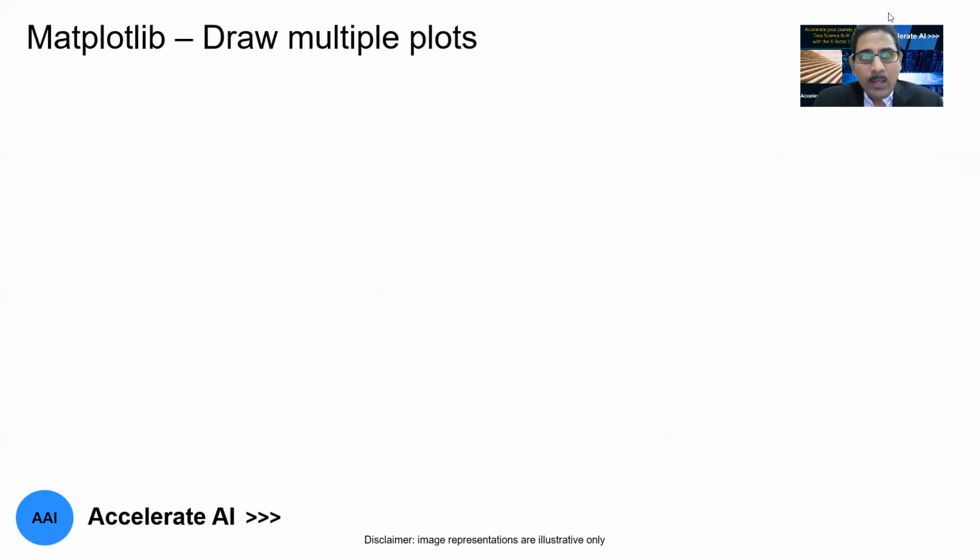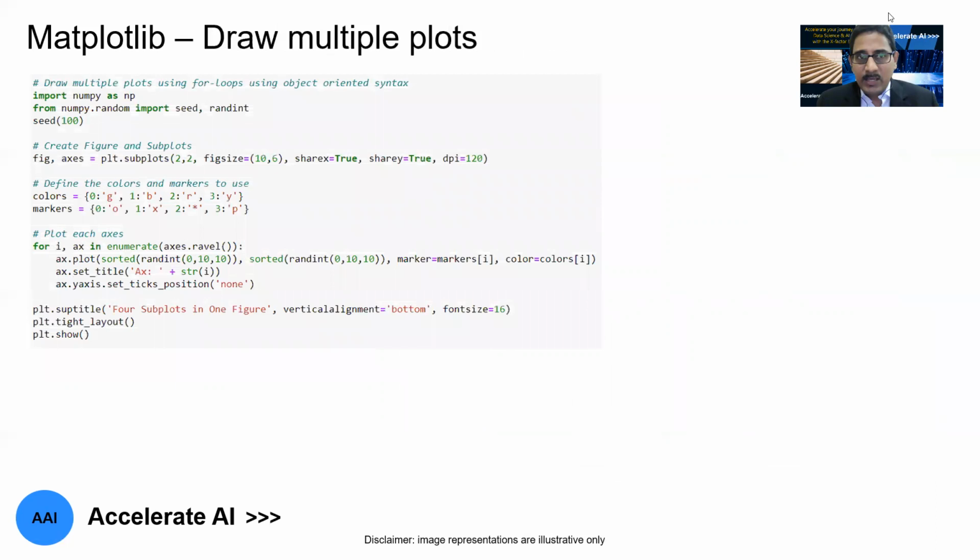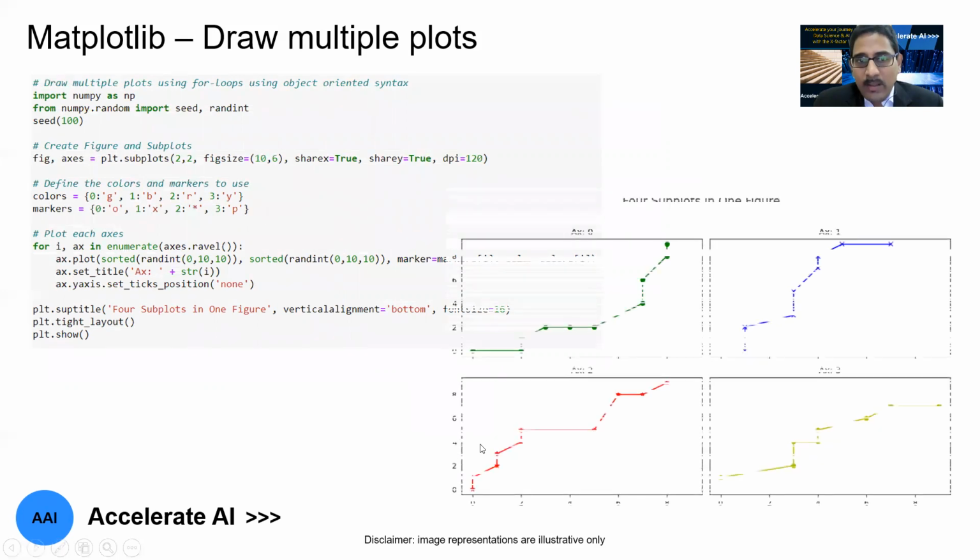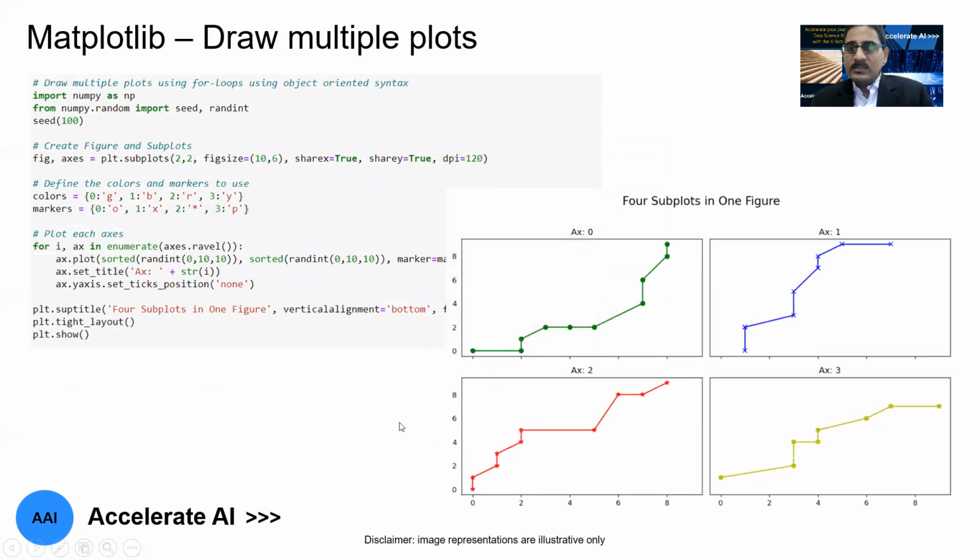Now, if we want to draw multiple plots, we can leverage plt.subplots with 2,2, a 2 by 2 matrix of 1, 2, 3, 4, and then say sharex equal to true, sharey equal to true. Accordingly, we'll be able to see 4 subplots in one figure in this way.